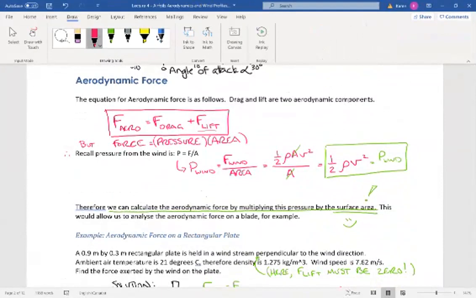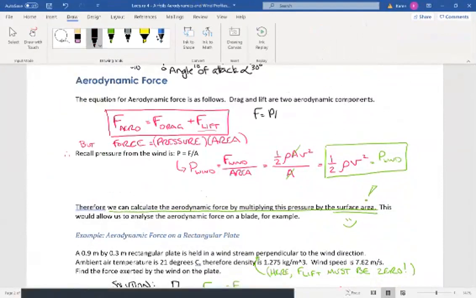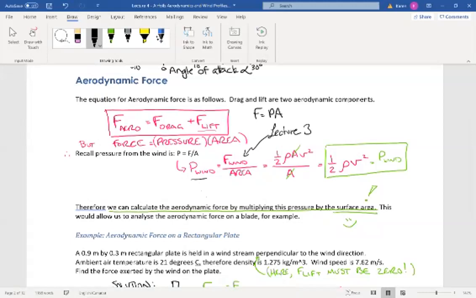But if we remember the definition of force, where force equals pressure times area, then we can use this equation to also rearrange and solve for pressure, because we know the force available in the wind. This comes from our lecture 3. Force available from the wind is this equation.